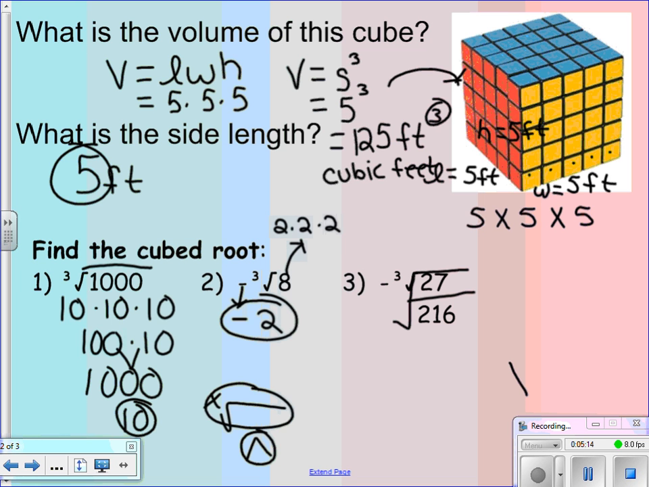Awesome. Moving on to number 3. Now we have a fraction. If we have a fraction, we're going to take the cubed root of 27. So I'm trying to find out, what do I multiply by itself 3 times to be 27? That's going to be 3 times 3 times 3, which is 27. So that's my numerator. The cubed root of 27 is 3.